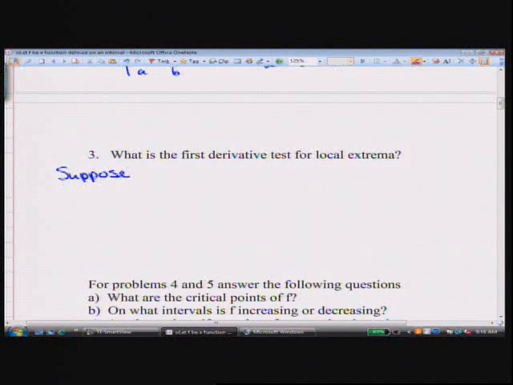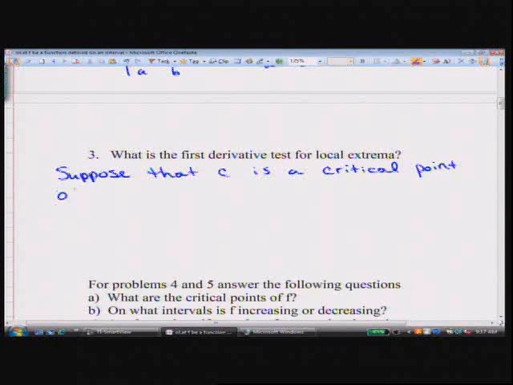Suppose that C is a critical point of a continuous function. Now, what did we learn in 4.1? How do we find a critical point? Where the derivative equals 0 or is undefined. That makes it a critical point. So in this case, it's only going to be where it equals 0. Well, not necessarily.